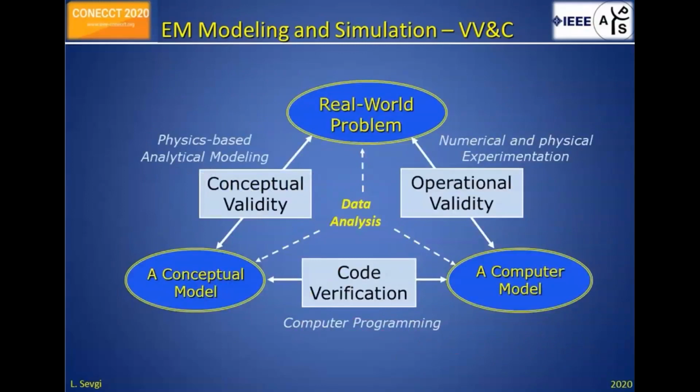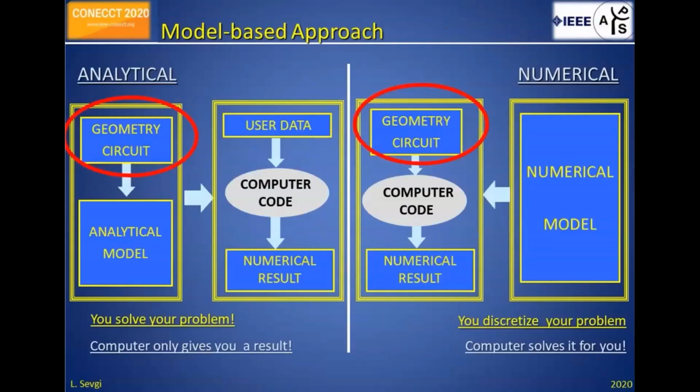So in terms of terms and concepts, this slide shows you interrelations. We have a real-world problem, physics, a conceptual model, mathematics, and the computer model code. So between the real world and the conceptual world, you do conceptual validity. Between the mathematical model and computer, you do code verification. Then once you get the results from your computer, you apply operational validity by measurements.